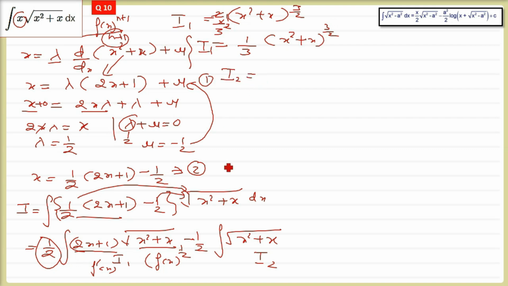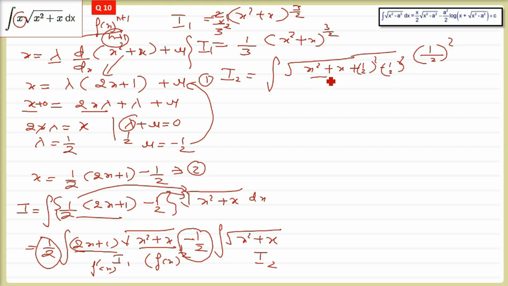Now coming to the second part, which is I2. Negative half you can deal with right now, or you can deal with later also. But the main agenda is to integrate under root x square plus x, which is in front of us as I2. Now there is no constant term here, but we have an x term in our quadratic expression. So just divide the coefficient of x, which is 1, by 2, square it, add it, and subtract it. So I'm adding half square and subtracting half square.